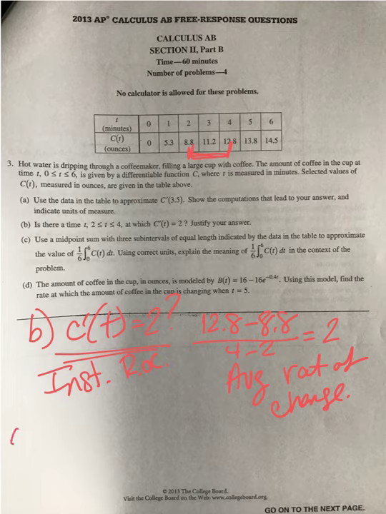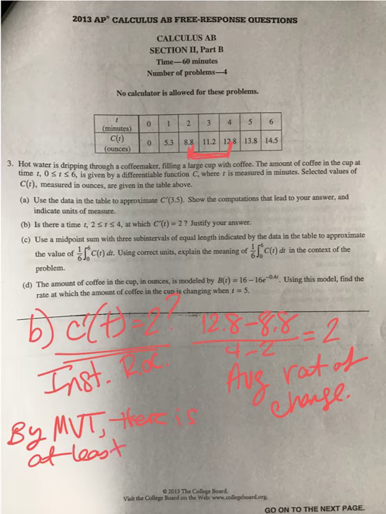by the mean value theorem, and this is one thing that you can abbreviate. You can say MVT because they know what that is. There is at least one time between 2 and 4 that the derivative equals 2.